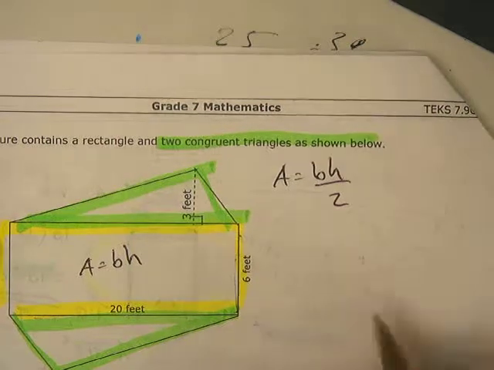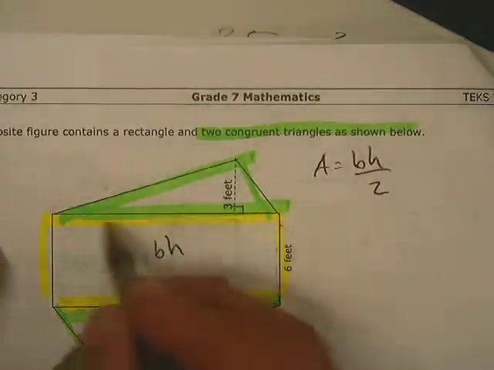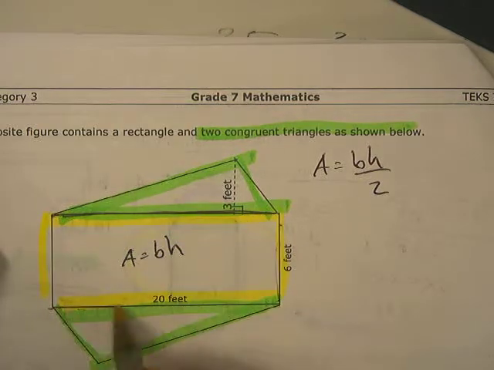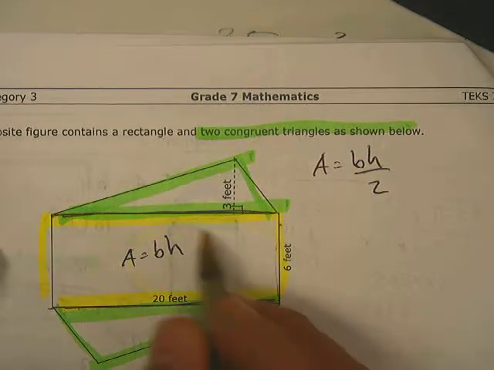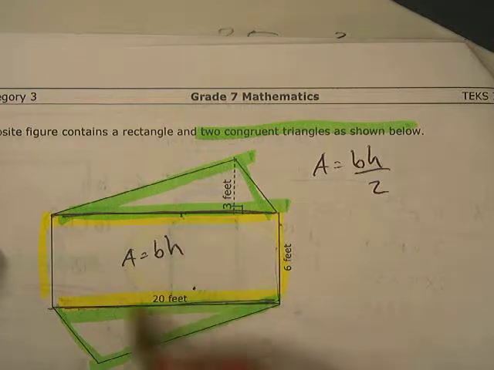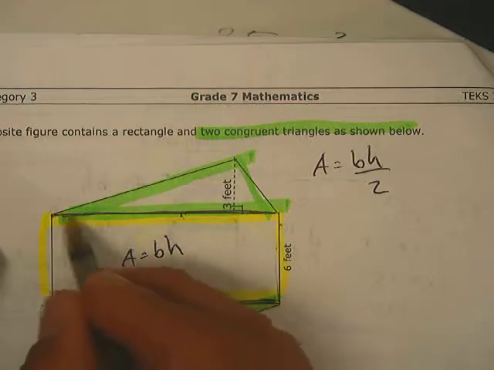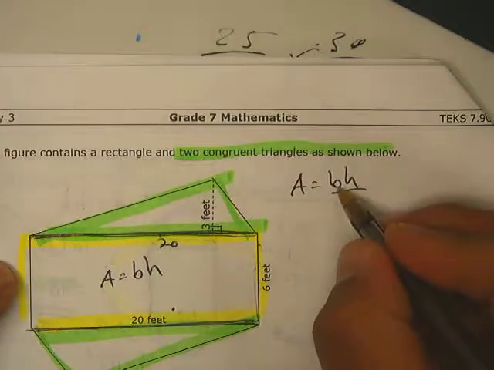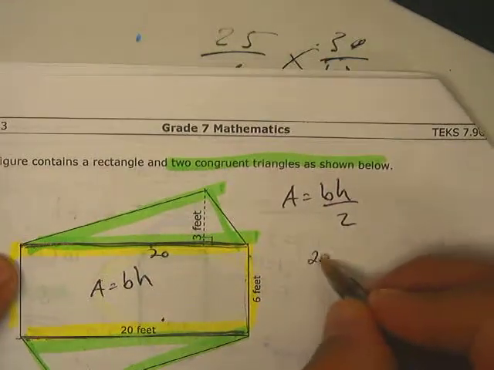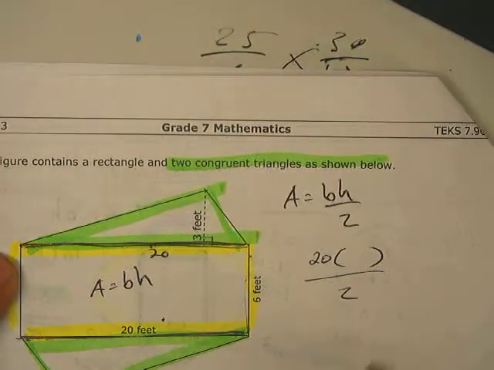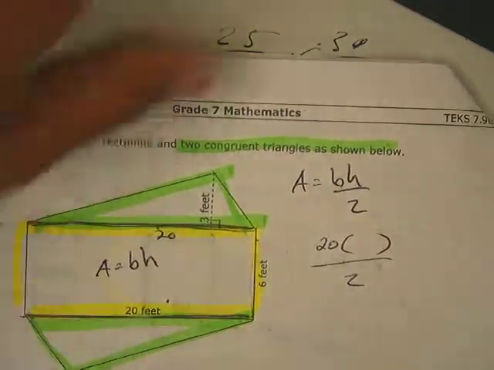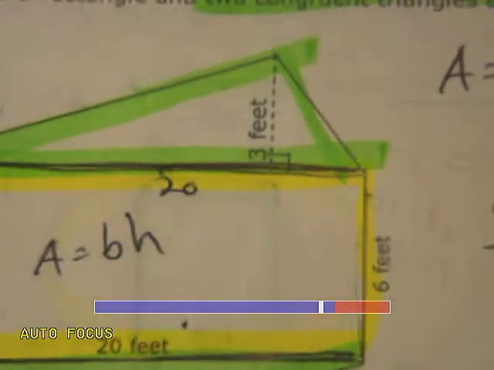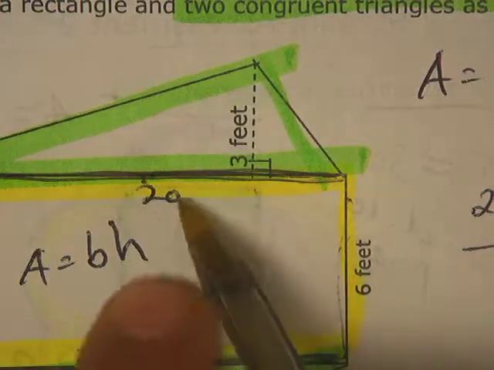Well, the rectangle is just base times height, and you find your answer. And then let's look at the triangle. Well, the triangle is base times height divided by 2. Well, base, what does this measure? Well, if this is 20, that's a parallel line. By rule, parallel lines are congruent. So this is also 20. And so that means that's my base.